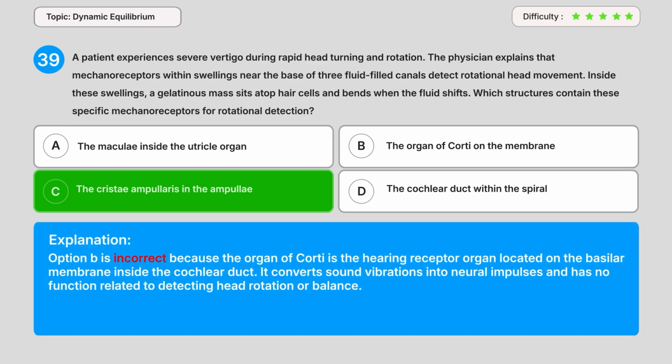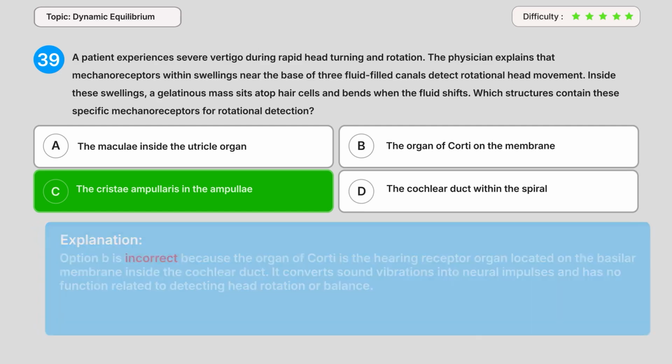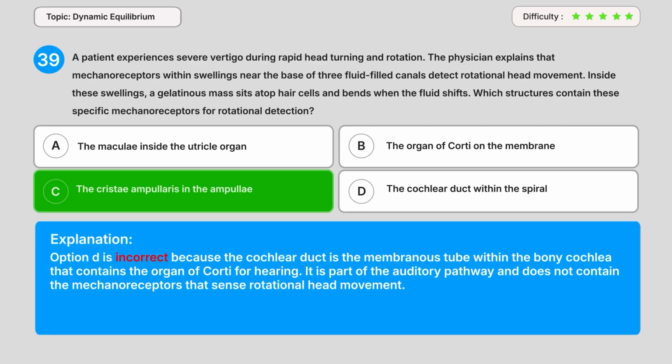Option B is incorrect because the organ of Corti is the hearing receptor organ located on the basilar membrane inside the cochlear duct. It converts sound vibrations into neural impulses and has no function related to detecting head rotation or balance. Option D is incorrect because the cochlear duct is the membranous tube within the bony cochlea that contains the organ of Corti for hearing. It is part of the auditory pathway and does not contain the mechanoreceptors that sense rotational head movement.